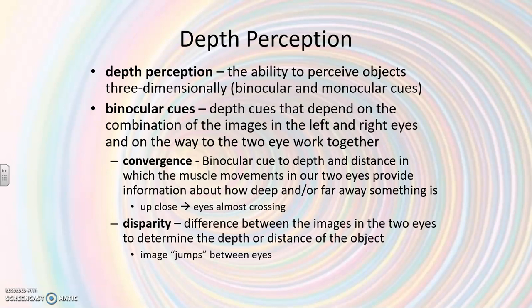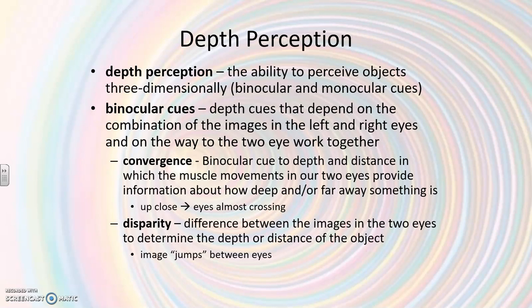Then we have our depth perception. Depth perception is the ability to perceive objects three-dimensionally. And this is using both binocular and monocular cues. Binocular cues are depth cues that depend on the combination of the images in the left and right eyes and how they work together. One of those ways is by convergence, and this helps cue depth and distance in muscle movements, so that we can focus on something, but if we were to bring it up close to our face, it might make our eyes cross.